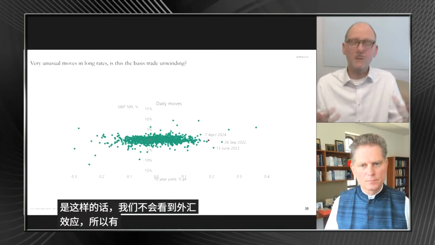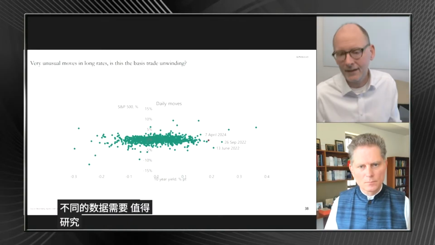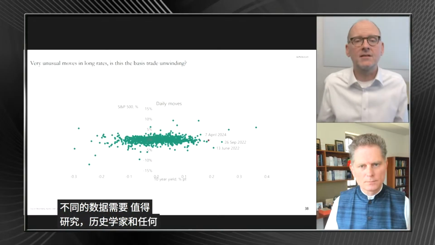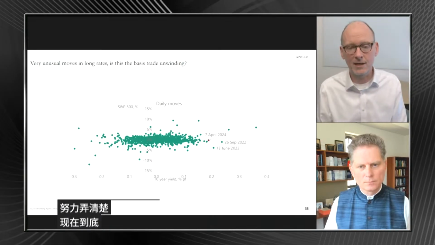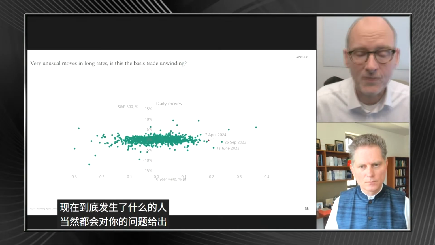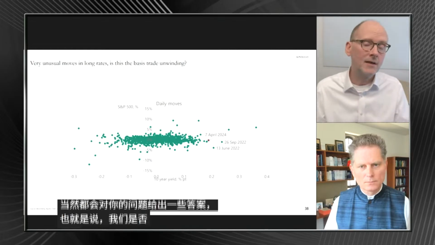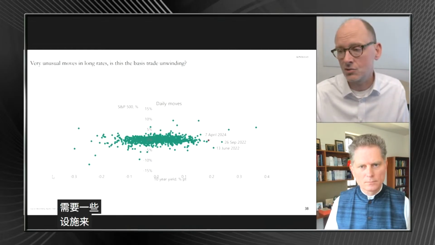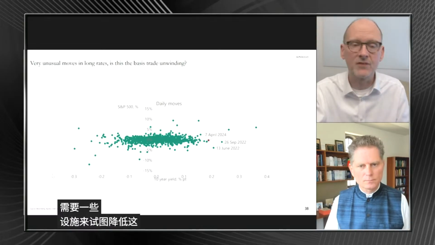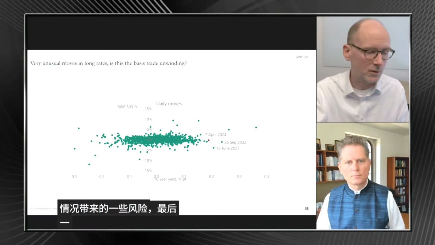So there's just a lot of different data that needs to be looked at, and the historians and anyone who does the hard work of figuring out exactly what's happening these days will, of course, come up with some answer to exactly your question, namely, is there a need maybe for facilities to try to dampen some of the risks that come with a situation such as this one?